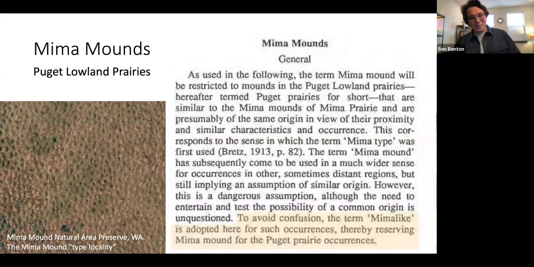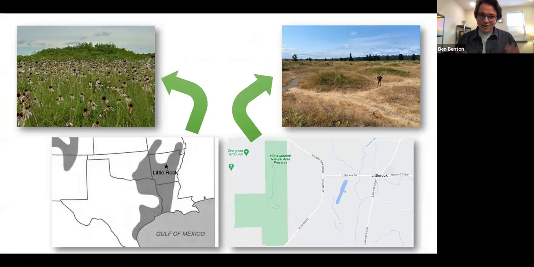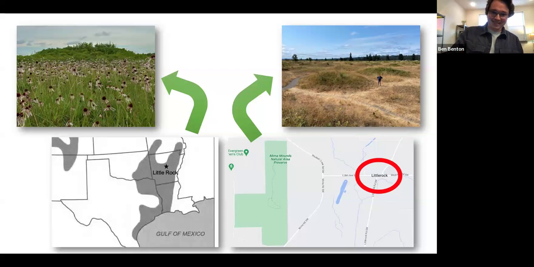So most people say that pimple mounds are Mima mounds, but I say that they're different. That's kind of my case. Just so we are totally clear, pimple mounds are small hills that commonly occur in prairies in the vicinity of Little Rock, and Mima mounds are small hills in prairies that occur in the vicinity of Little Rock. Okay, so we're crystal clear on that.